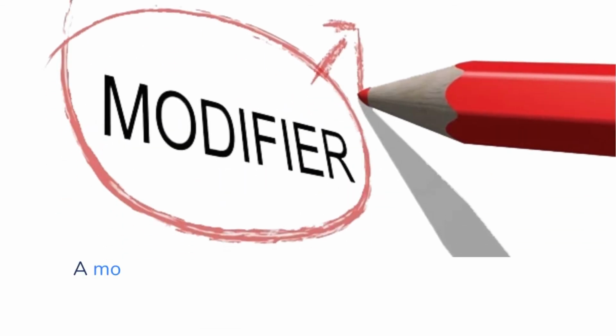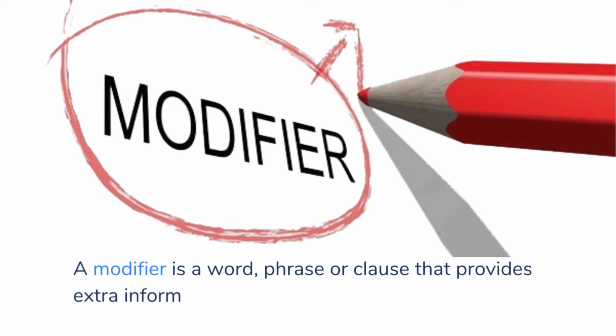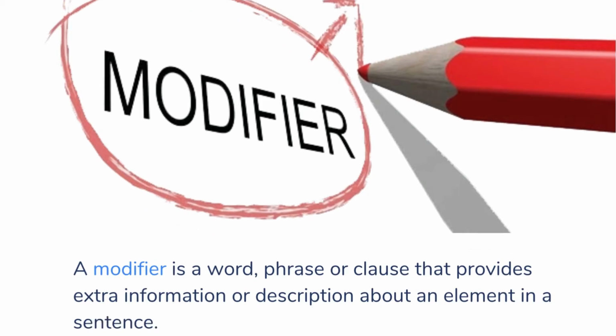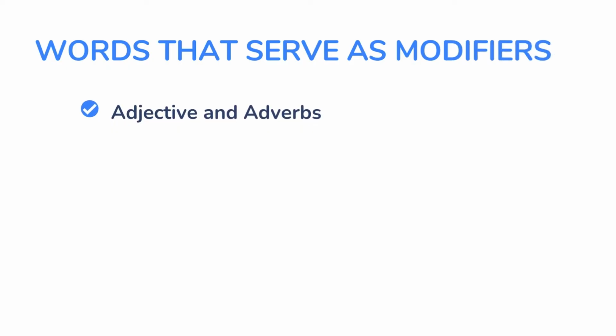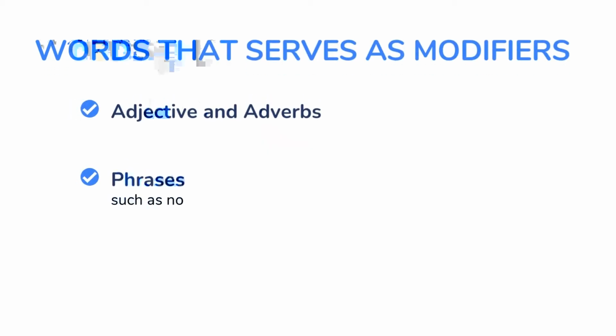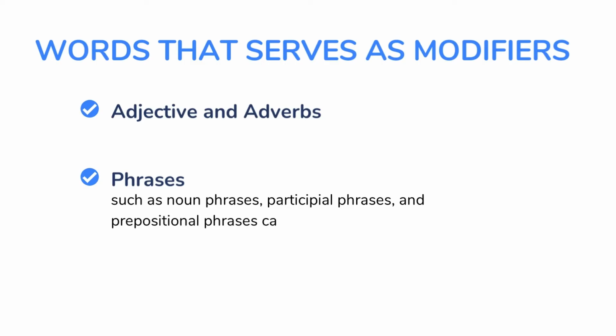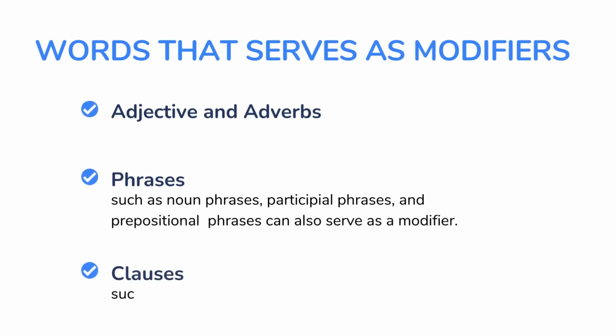A modifier is a word, a phrase, or a clause that provides extra information or description about an element in a sentence. Some examples of words that can serve as a modifier are adjectives and adverbs. Phrases such as noun phrases, participial phrases, and prepositional phrases can also serve as a modifier. Clauses such as nominal clauses and subordinate clauses can also be used as a modifier in a sentence.